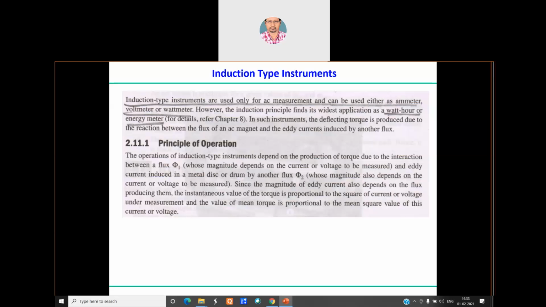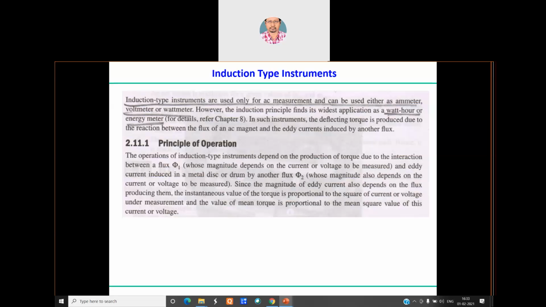So what exactly do we do? The operation of any induction type instrument depends on the production of torque due to the interaction between the flux phi 1, whose magnitude depends on the current to be measured, and phi 2, which comes from the eddy current induced in a metal disc or a drum by the other flux phi 2, whose magnitude depends on the current and voltage.